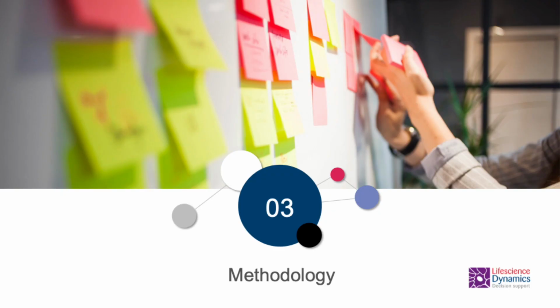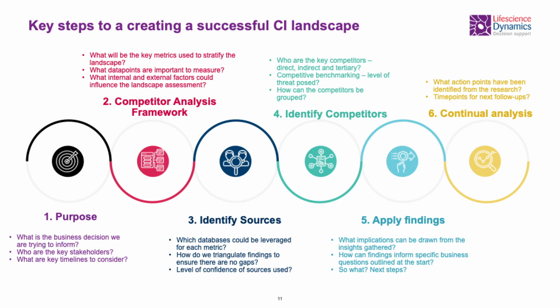So the next step is methodology. Now we have an understanding of what a CI landscape is. How do we go about creating one? We've outlined 6 steps that we think are required to build a CI landscape. First one being purpose. So what is the business decision that we are trying to inform, who are our key stakeholders involved with this, and what are the timelines to consider?